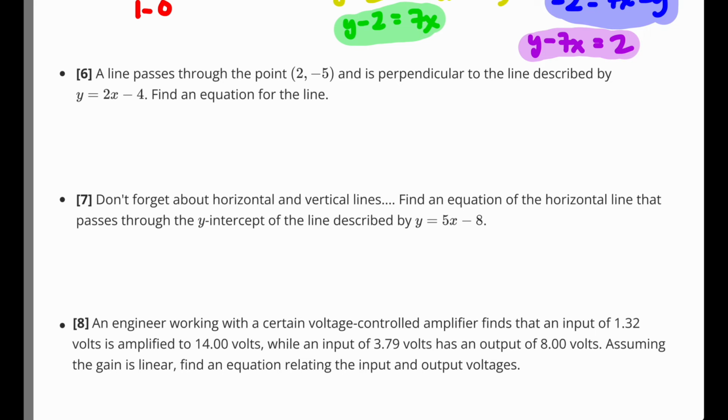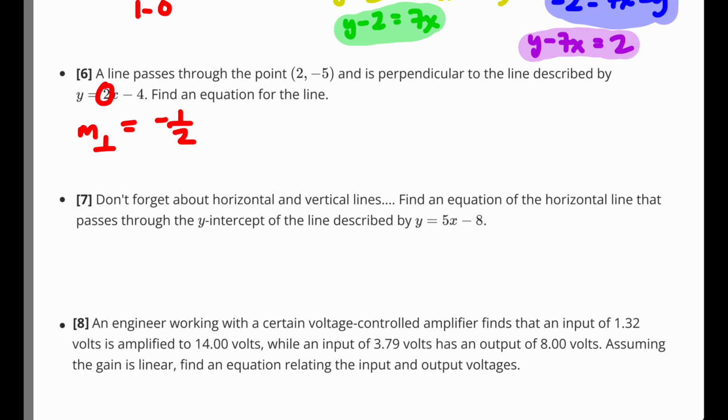Okay, next thing, a line passes through the point (2, -5) and is perpendicular to the line described by y equals 2x minus 4. Find the equation of the line. So we need a perpendicular line. That means we need to figure out the perpendicular slope. The non-perpendicular slope is 2. So the perpendicular slope, this is the symbol for perpendicular, is going to be -1/2.